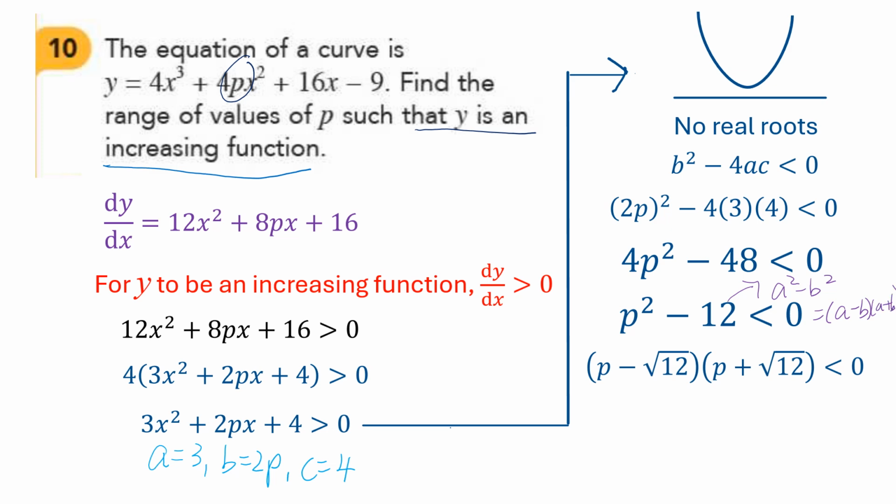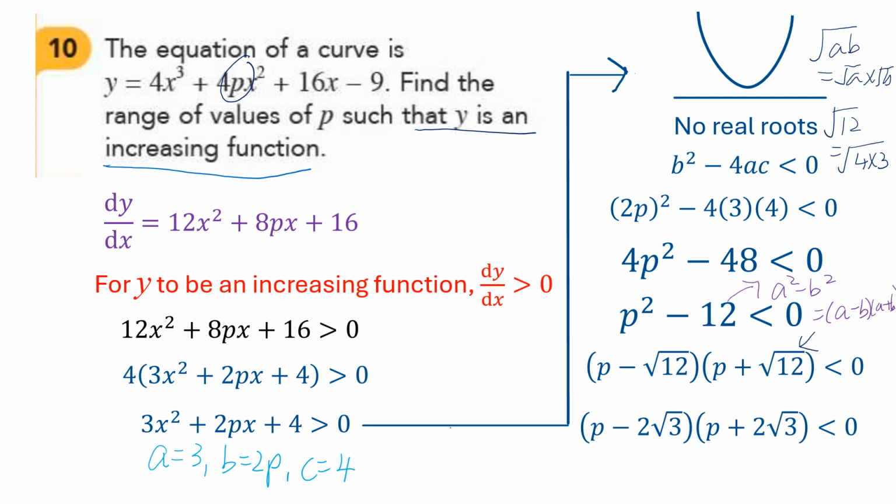And then, look, square root 12. What concept is related to surds? Yeah, square root a times square root b is equal to square root ab. So that means square root 12, I can simplify into square root 4 times 3. That gives you 2 square root 3.